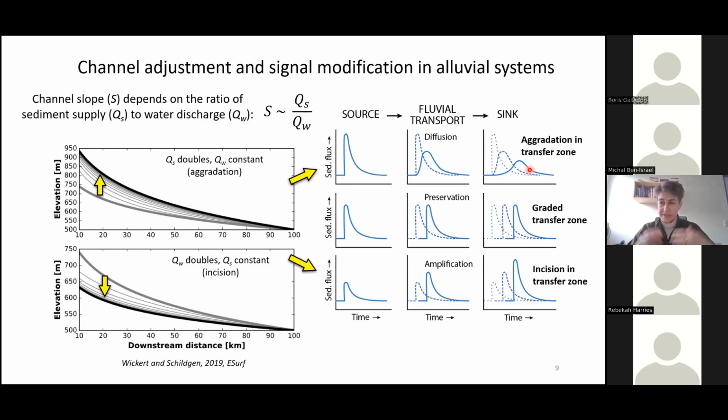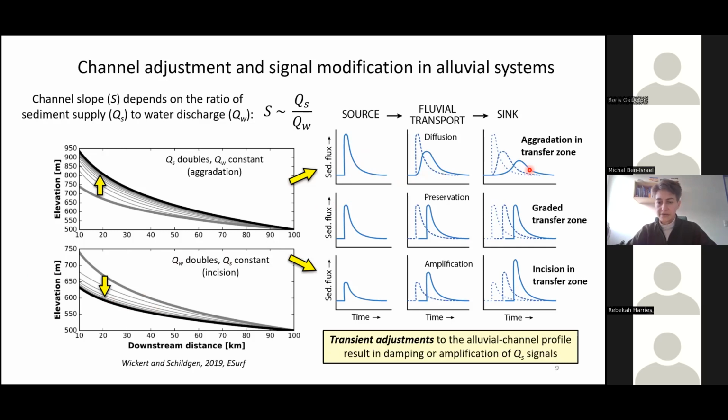And finally, if there's incision in the transfer zone, this is remobilizing extra sediment from along the channel, and this could cause that signal to be amplified as it moves downstream. Okay, so a critical point here is that any transient adjustment to that alluvial channel profile will result in either damping or amplification of that QS signal. So this is theoretical in a way, very simple, but theoretical. The question is, do we actually see this?